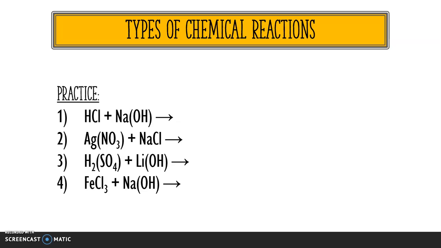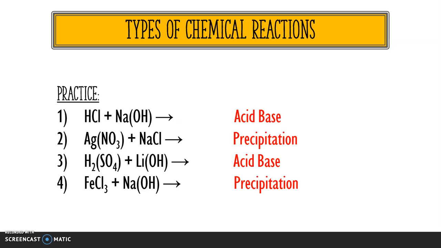All right, time to reveal some answers. Here we go. Our first chemical reaction, notice it has a compound starting with an H, the second compound ends with an OH. That guy is going to be acid-base. Our second chemical reaction, neither compound has H in the front. Neither compound has OH in the back. This is a classic precipitation reaction.